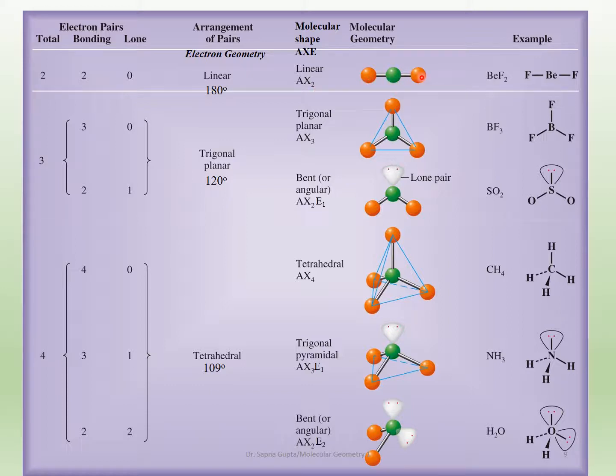So here is the central atom and then 2 atoms that are bound to the central atom. Okay, and so the molecular geometry is linear. Example is beryllium difluoride. Okay, and this is what it looks like.